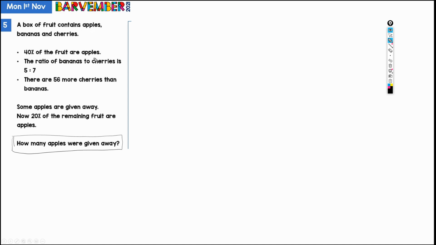So 40% of the fruit are apples. And we're also told that the ratio of bananas to cherries is 5 to 7. Now, that means there's going to be 5 parts of bananas to 7 parts of cherries. That equals 12 parts altogether, doesn't it? So that's something to notice.